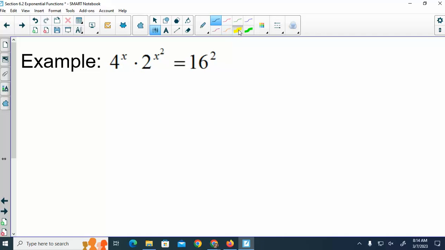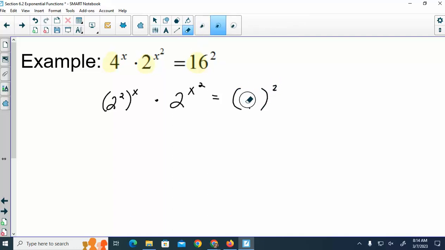So I'm looking, my bases are 4, 2, and 16. All of those are powers of 2. So my 4 to the x, I can change to 2 squared to the x. We can leave the 2 to the x squared alone. 16 squared would be, whoops, not 4, 2 to the 4th squared. Exponent rules, when you have a power to a power, you multiply.